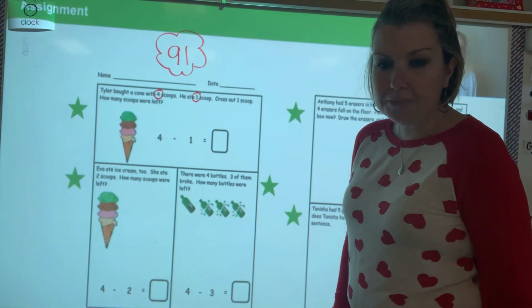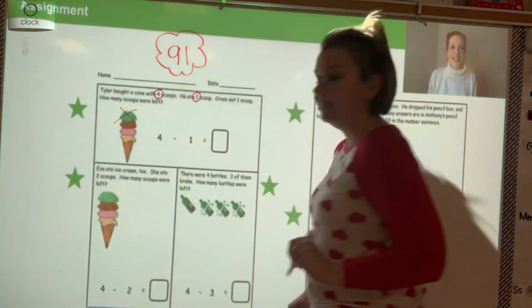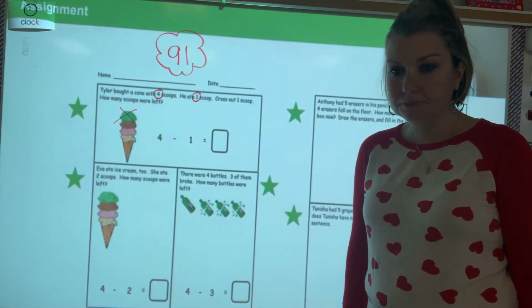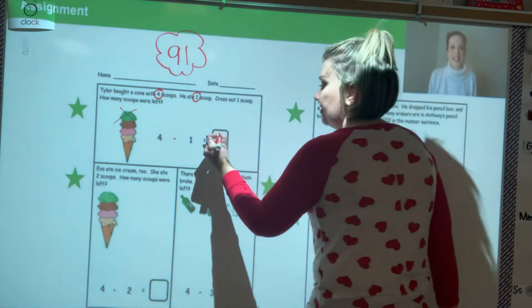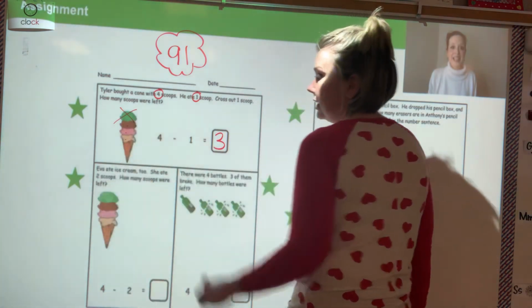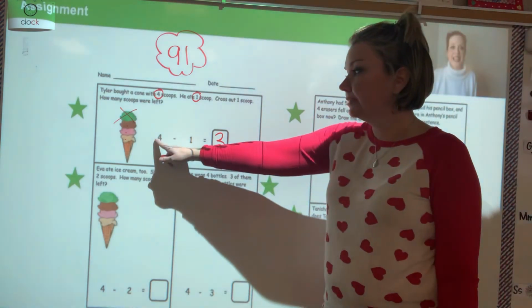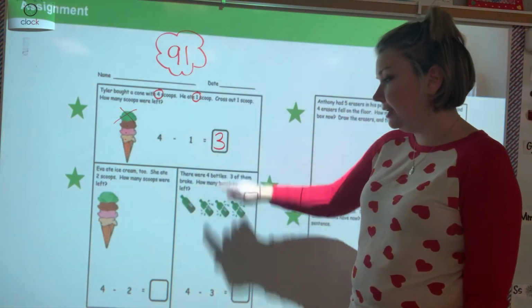All right, how many are left, friends, when we cross off 1 scoop that he ate? Show me with your fingers. 3, very good. There are 3 scoops left. 1, 2, 3. 4, take away 1 equals 3.